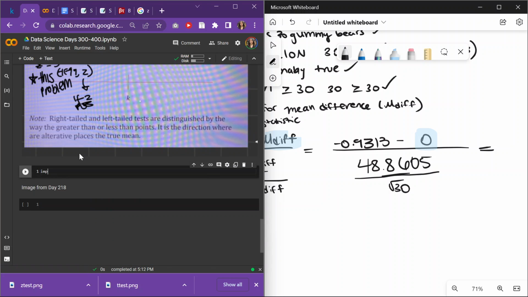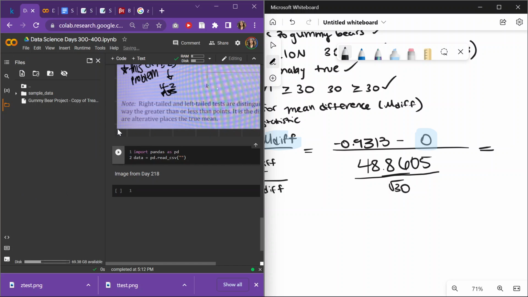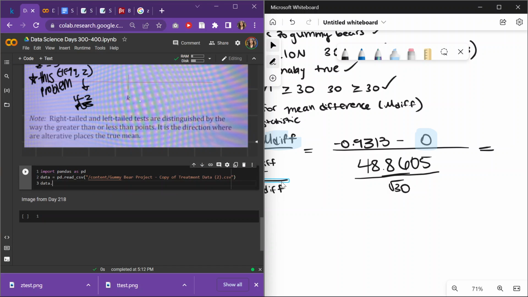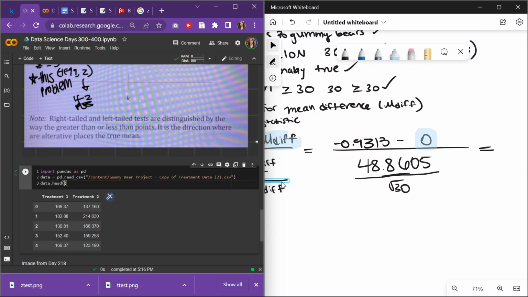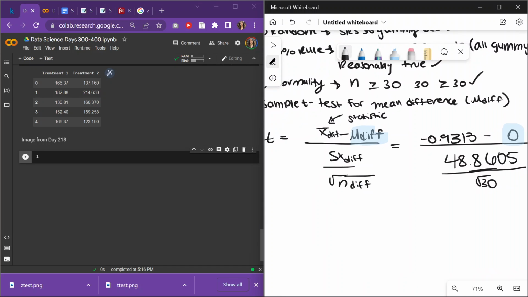So I'll import pandas as pd, because I don't want to manually write the data. Data is equal to pd.read_csv, and I'll just go to files, right click and copy path, and then put that there. So this is what my data looks like, the first 5 rows. Okay, and then I'll do the skeleton of it.